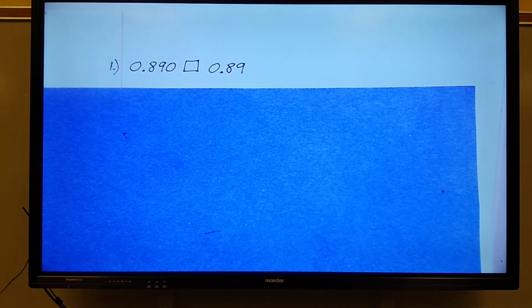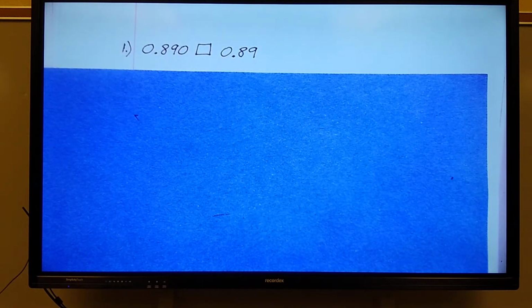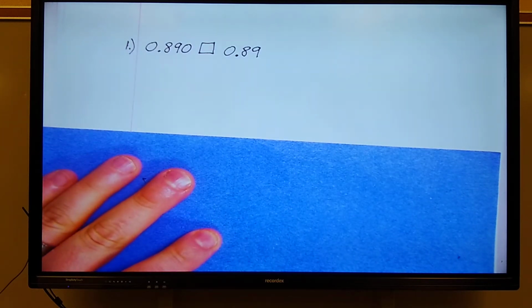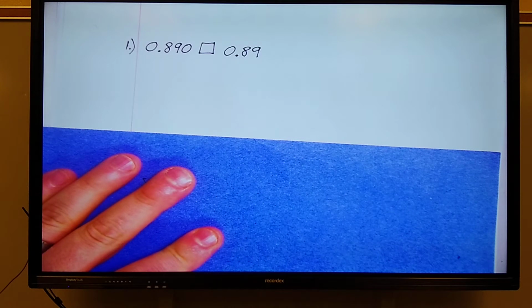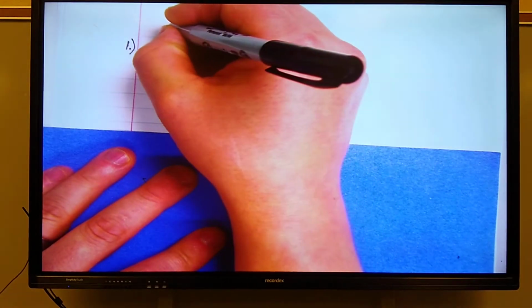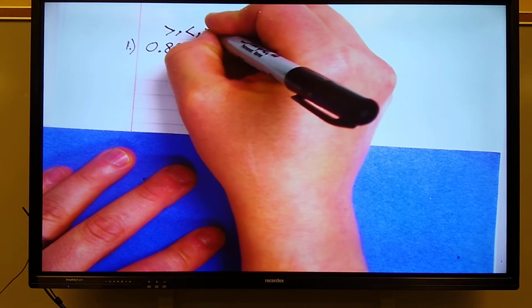All right, let's practice comparing decimals. Step number one, you've got to line them up. Step number two, you got to go to the greatest place and start comparing each individual place until you find a place that is different. Step number three, find out which one is greater and then put in the correct sign. The correct sign will be greater than, less than, or equal to.